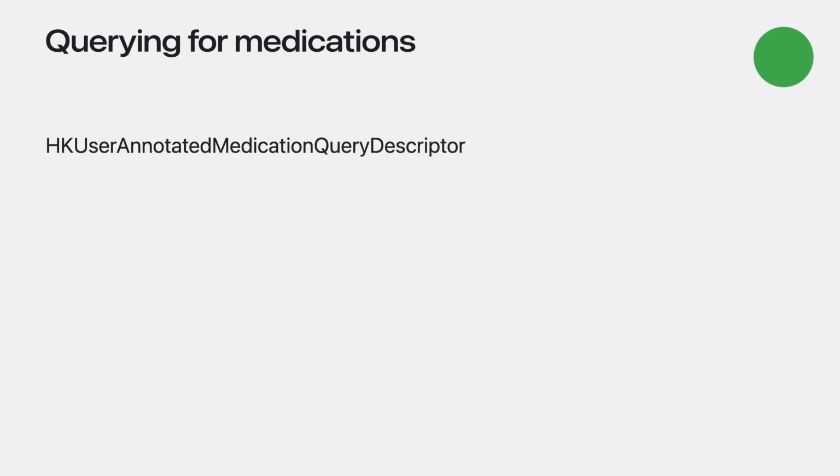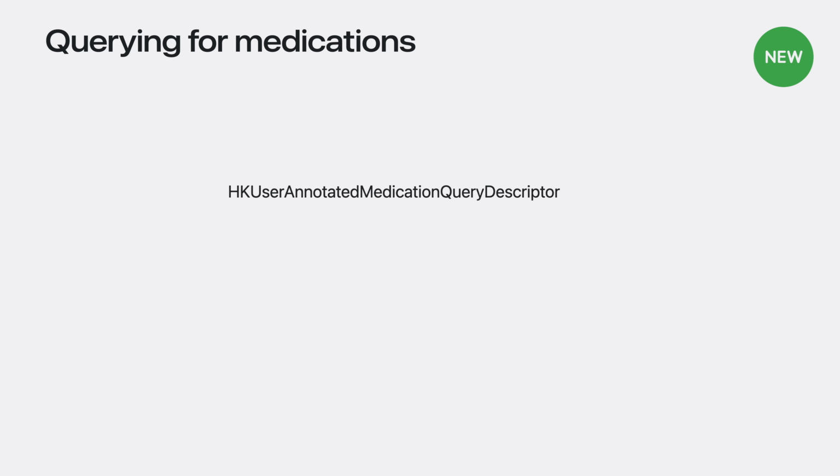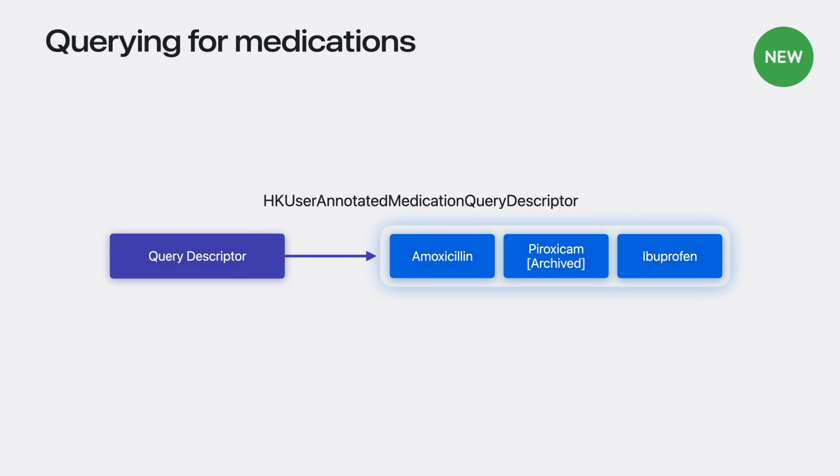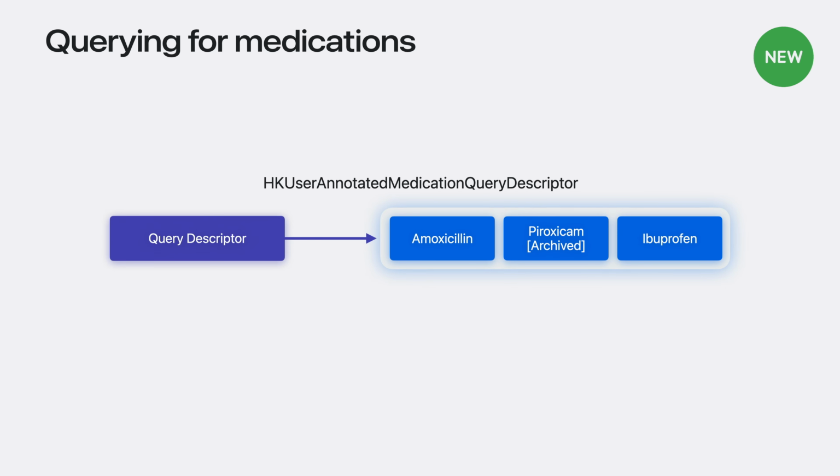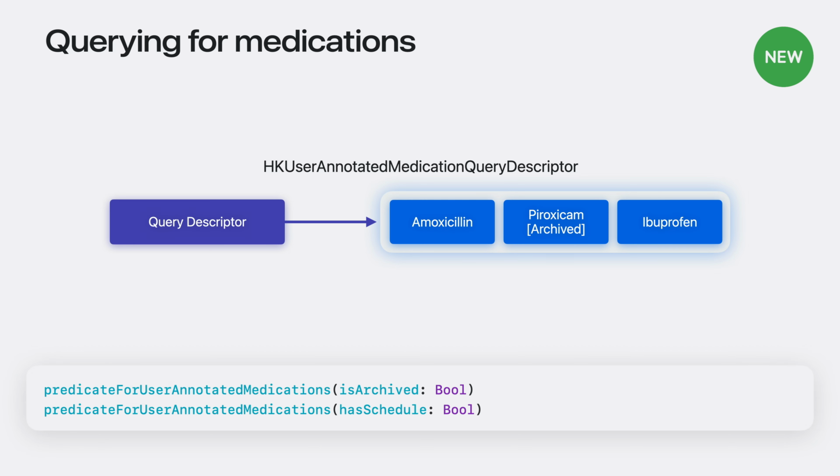To fetch the list of medications, your app should use the new query descriptor. Your app can use it to fetch the list of active and archived medications from HealthKit. There are two new predicates you can use with this query descriptor. One for is archived and one for has schedule. Your app can also specify a limit.